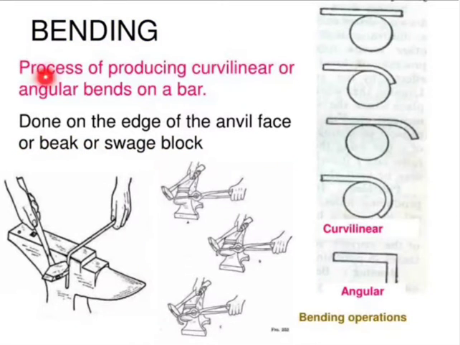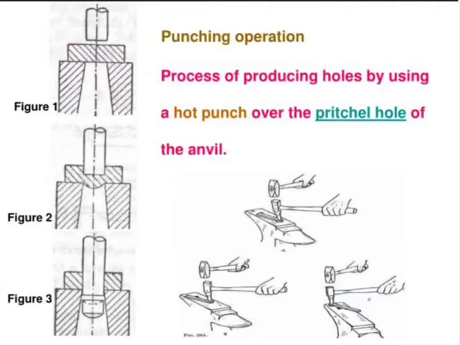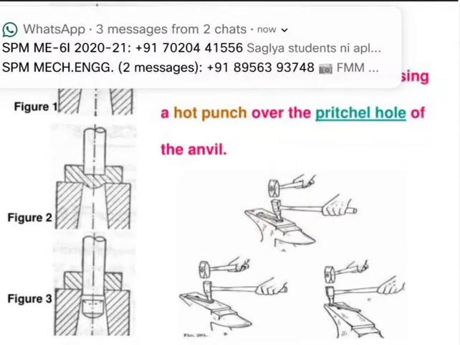Next, the bending operation, the process of producing curvilinear or angular bends on the bar. Here we see the curvatures, whatever the shapes, curvilinear or angular, given with the help of the edges. This is the edge of the anvil, and the face or beak of the swage block. Both are used for the bending operation. Now the punching operation, the process of producing holes by using a hot punch or the pressure hole of the anvil. Here is the punch, we push it and remove the material, and we obtain the hole. Here they have shown the process of obtaining the hole.